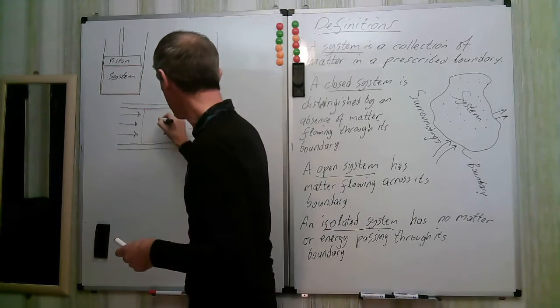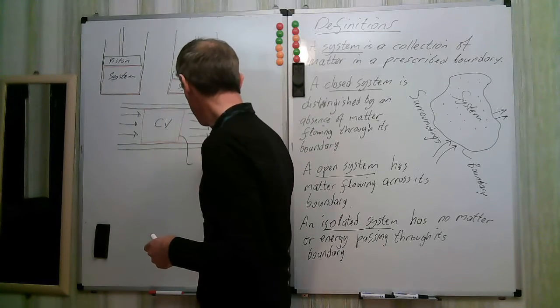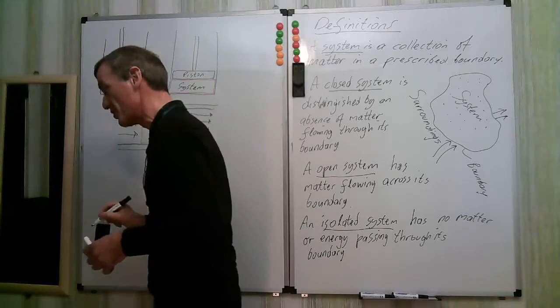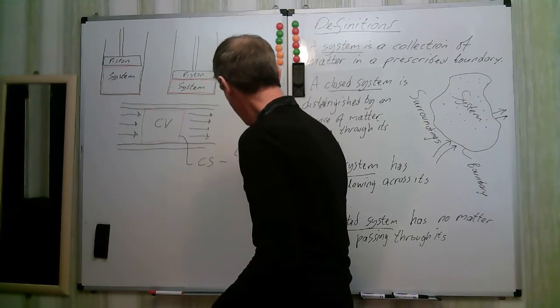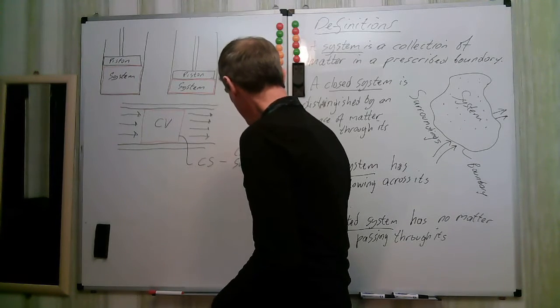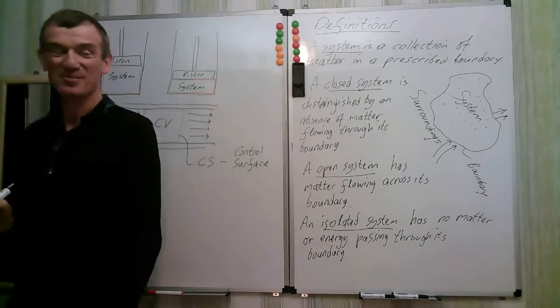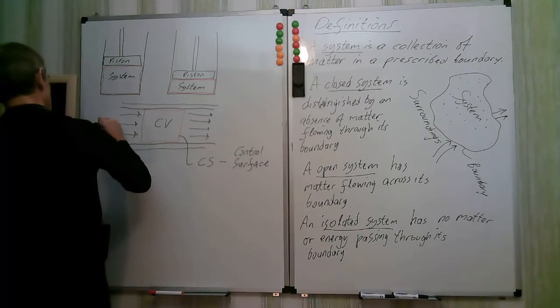This is our CV, so control volume. And this is the boundary. Generally, we call that CS, which is the control surface. Imagine it is three-dimensional, my diagram was only two. So there's flow, matter.